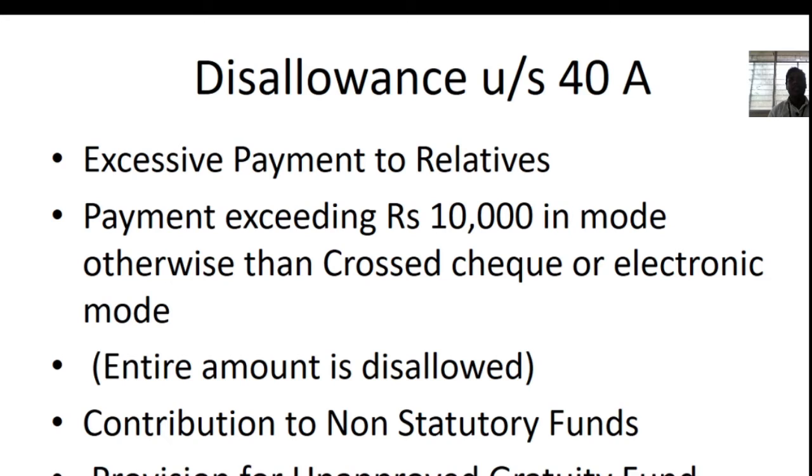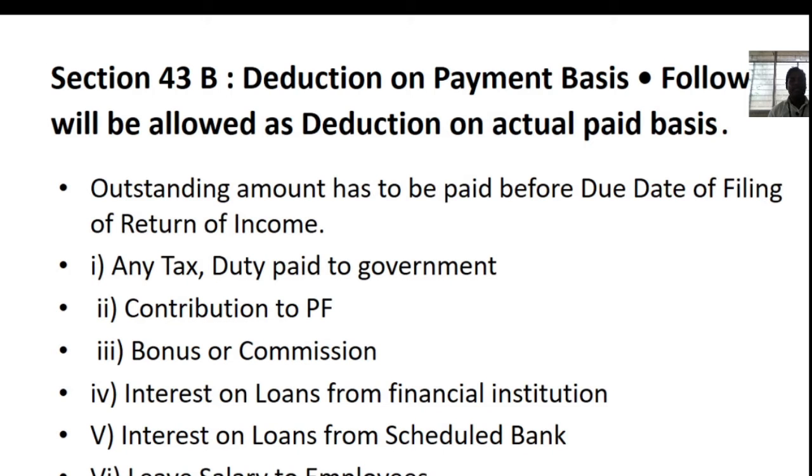Disallowance under section 40A: excessive payment to relatives; payment exceeding rupees 10,000 made otherwise than by crossed cheque or electronic mode, where the entire amount is disallowed; contribution to non-statutory funds; and provision for unapproved gratuity funds.